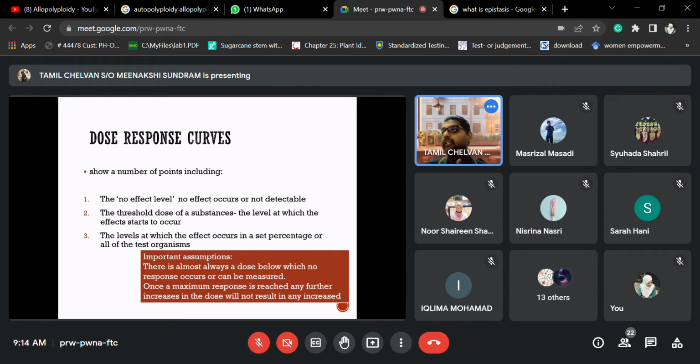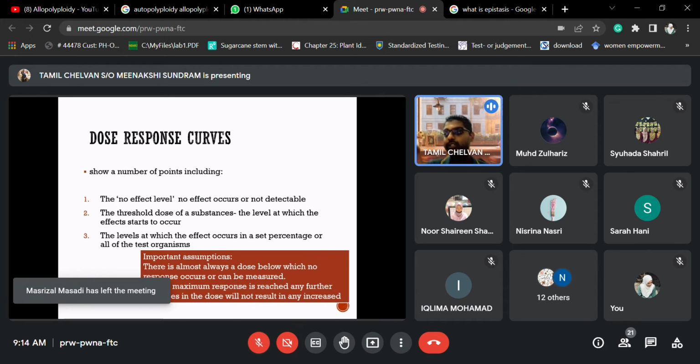Dose response curve shows a number of points including the no effect level. No effect, if you give this much, nanti I tunjuk you the graph, there's no effect. You have to increase the dosage. Kalau you give less than that, there won't be any effect lah. No effect occurs or is not detectable. The threshold dose of a substance: threshold means the level at which the effect starts to occur. Bila dia mula tunjuk response. The level at which the effect occurs in a set percentage or all of the test organisms, so like 50% of the test organisms responding to the dosage given. So there's a term for that lah.